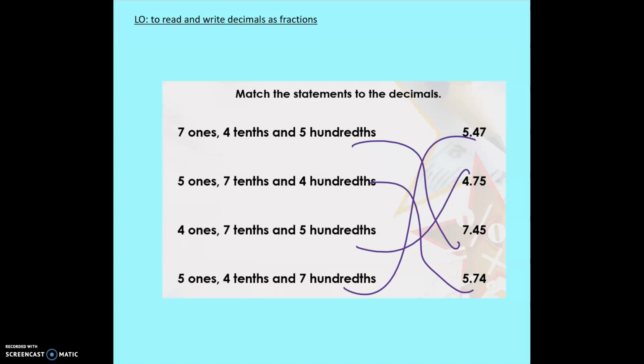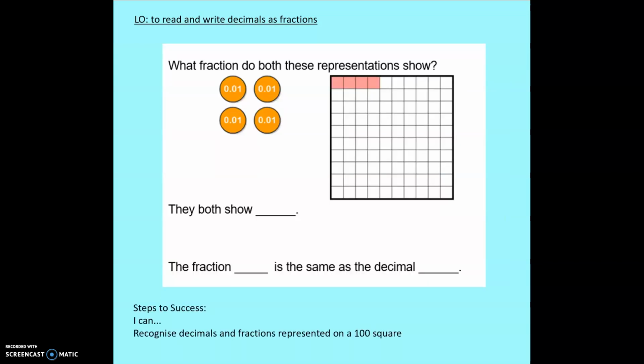Hopefully you managed to have a go and you can see the answers on the board. If you're not sure, please go back, read the statements again carefully and see if you can match up the ones that you got wrong. Like I said, today we are going to look at the relationship between decimals and fractions. We're going to start very pictorially, looking at it in a quite basic sense, and then build up the knowledge as we go. We've got read and write decimals as fractions. The first step for exploring those relationships is: I can recognise decimals and fractions represented on a 100 square.